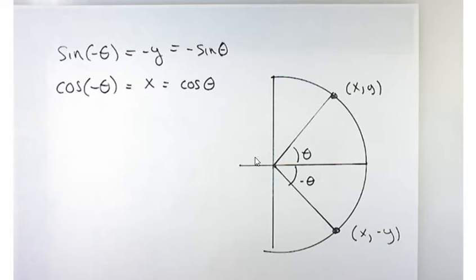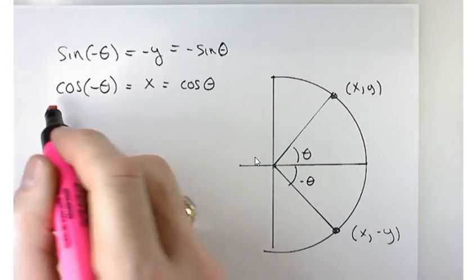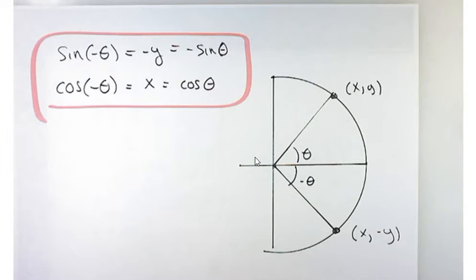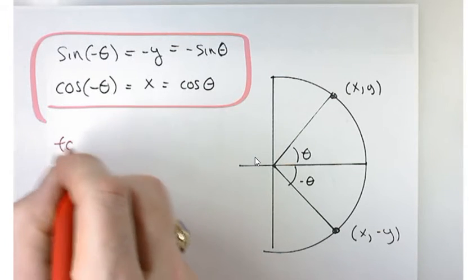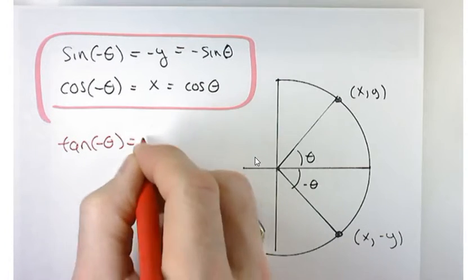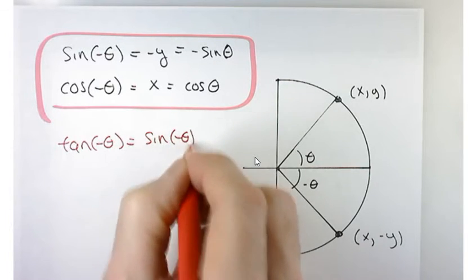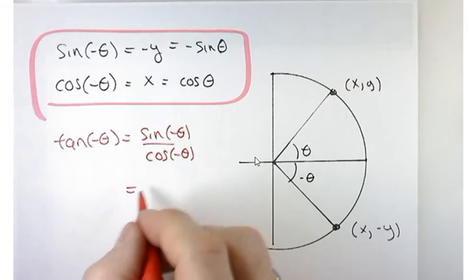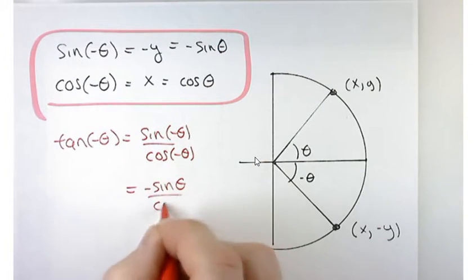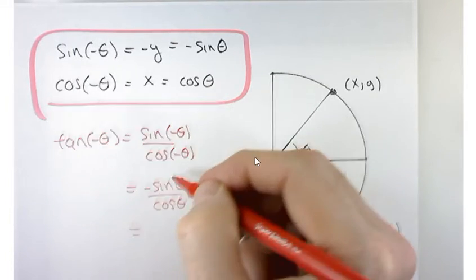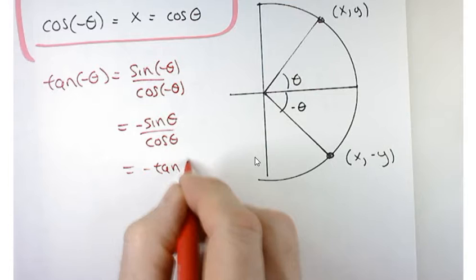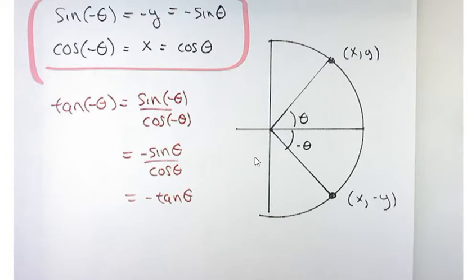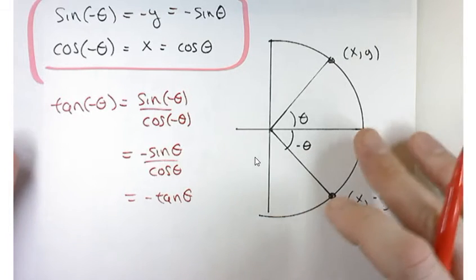So a couple important identities to know. We'll use those in section 3.4 and lots of other places. Once you have these, you can find identities for, say, the tangent. Tangent of negative theta is the sine of negative theta over the cosine of negative theta. By what I have above here, that's negative sine of theta over cosine of theta, which is just negative tangent of theta. So, okay, a little extra background as we head into problem 66 here.